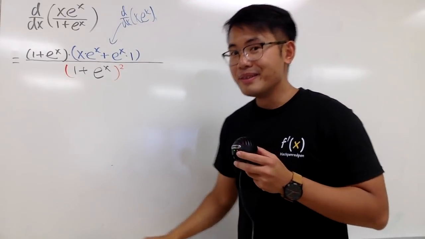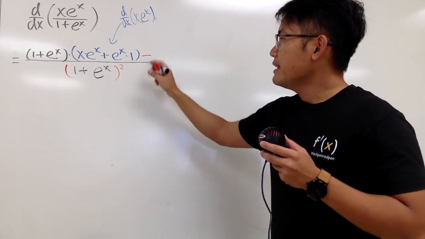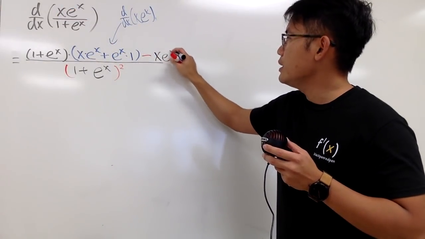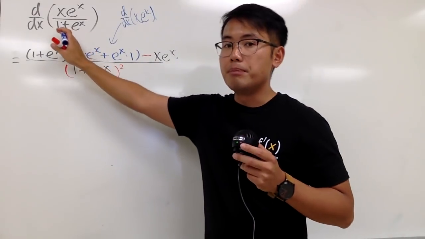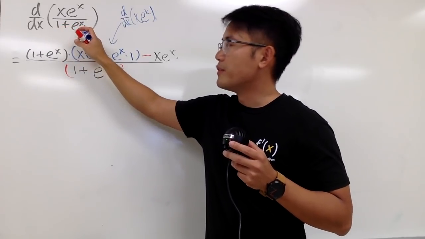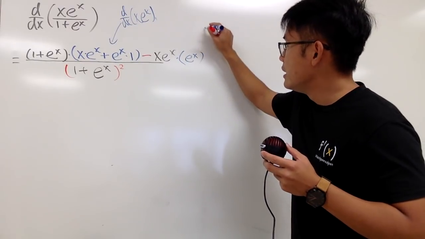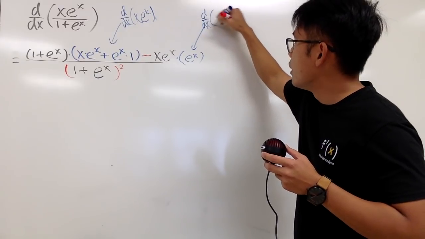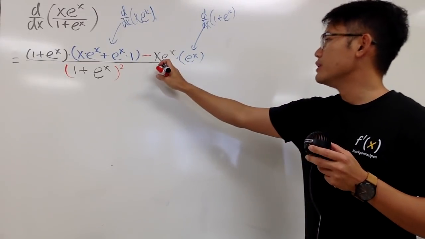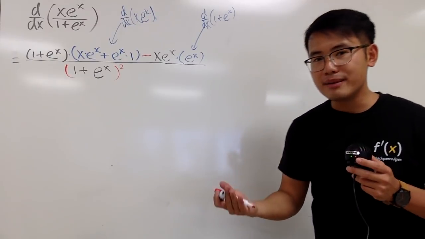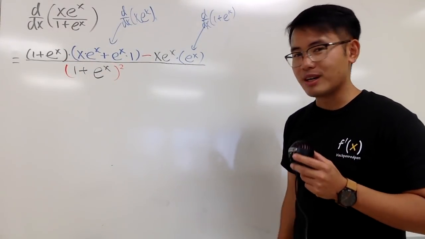All right, and then the quotient rule continues. We are going to minus, don't forget it's a minus right here, minus the top function, which is x e to the x. And then we multiply by the derivative of the bottom function. Derivative of 1 is 0, derivative of e to the x is e to the x. So we will just multiply by e to the x like this. And also let me indicate that this is the derivative of the bottom function, 1 plus e to the x, like that. All right, so this right here is the calculus step. And then we will follow this part right here, the first part, and then combine terms. And hopefully things work out pretty nicely.